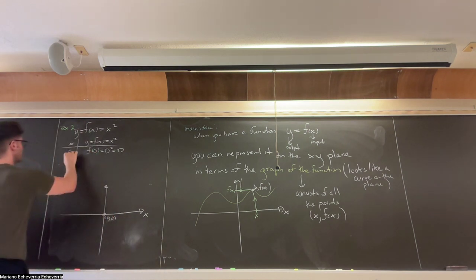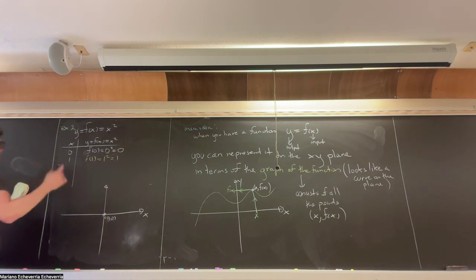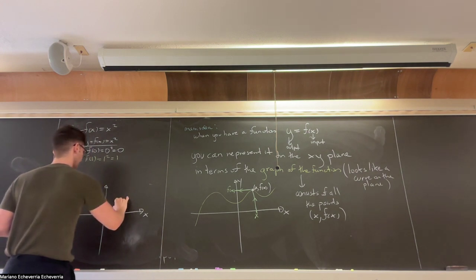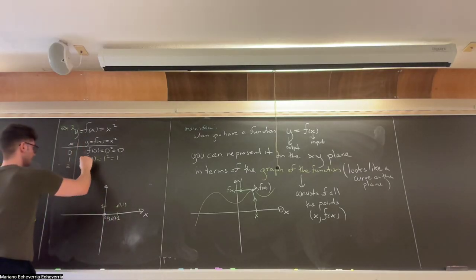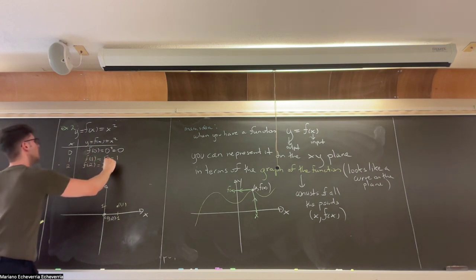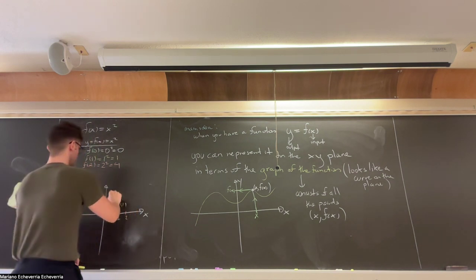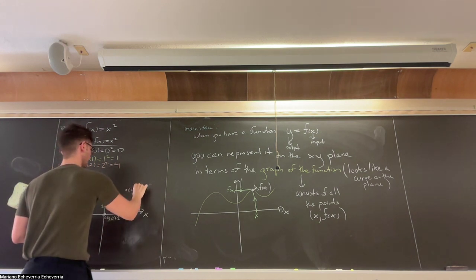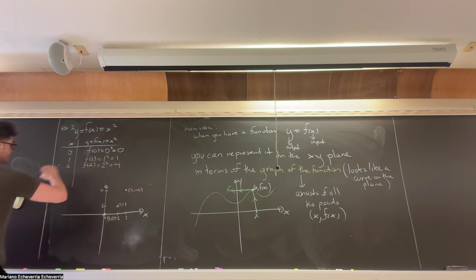Then, for example, 1 is getting assigned f of 1. The rule for f of 1 is 1 squared, which is just 1 because 1 times 1 is 1. So I have the point 1, 1. Then 2 gets assigned f of 2, which is 2 squared, 2 times 2, which is 4. So that's already a bit more interesting. 2 goes to 4, so the point 2, 4 is somewhere in here.